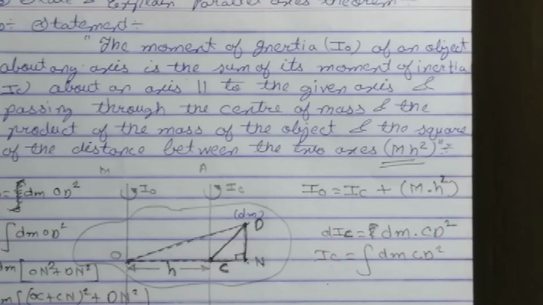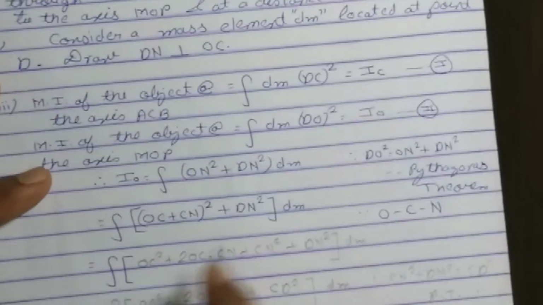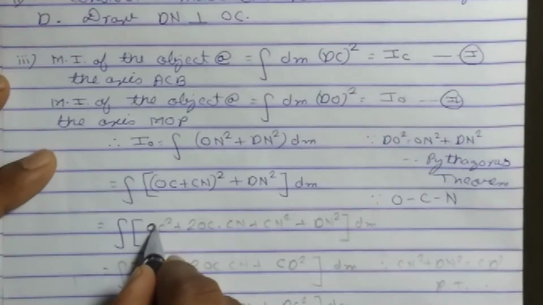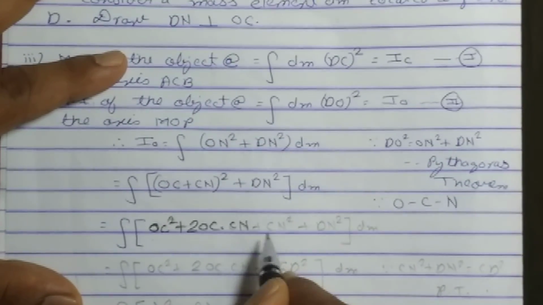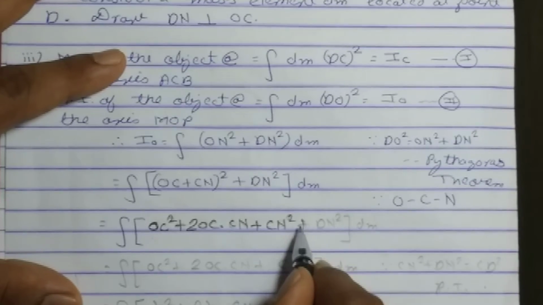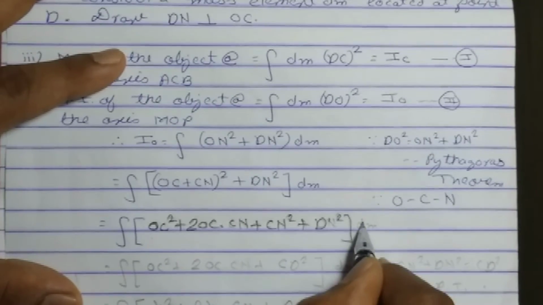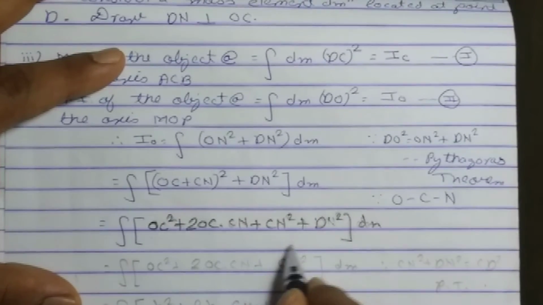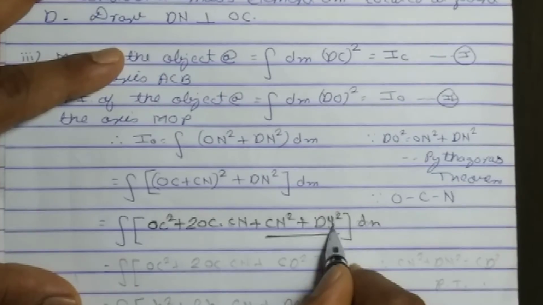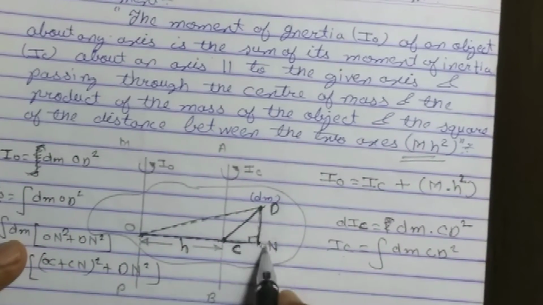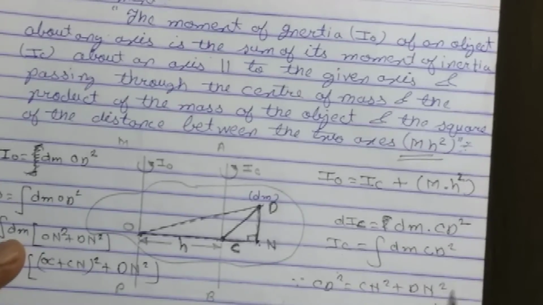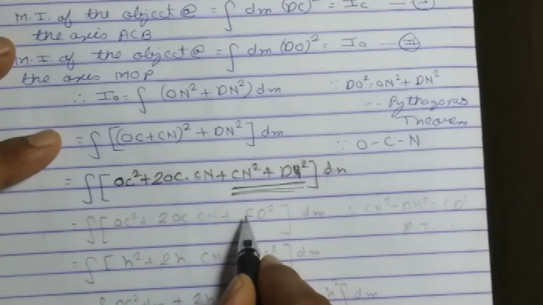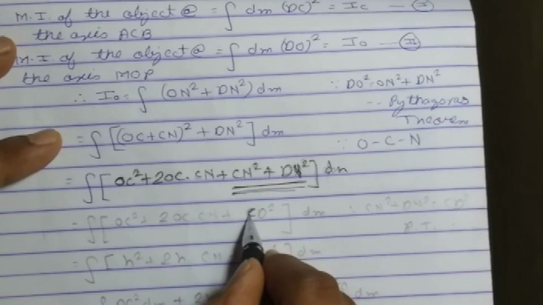Here I am going to apply the formula for A plus B the whole square. I already applied it over here: OC square plus twice OC into CN plus CN square plus DN square. Students, what is CN square plus DN square? We observe that CN square plus DN square is CD square, according to the Pythagoras theorem. In place of CN square and DN square, I will write CD square.